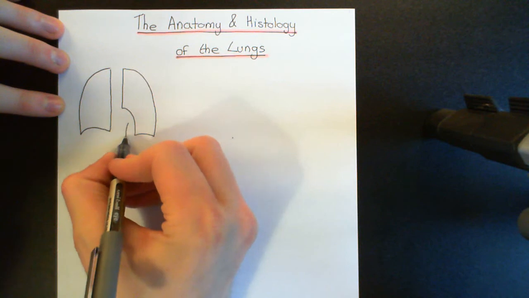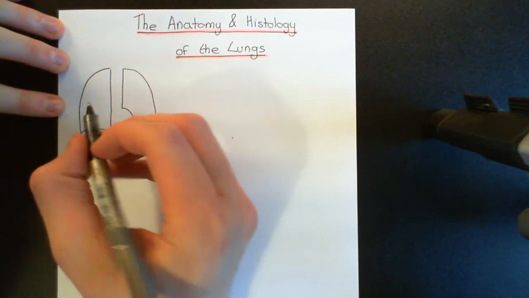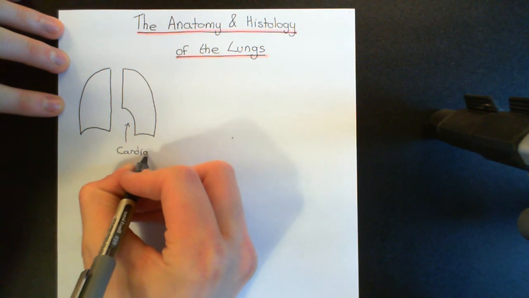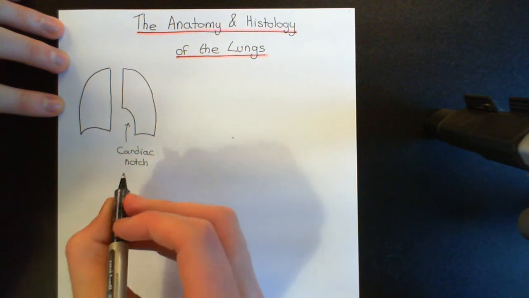So this notch then in the left lung, which makes the left lung smaller than the right lung, has a special name. This is known as the cardiac, of course, just meaning pertaining to the heart, and then notch. After all, this is a notch in the left lung.